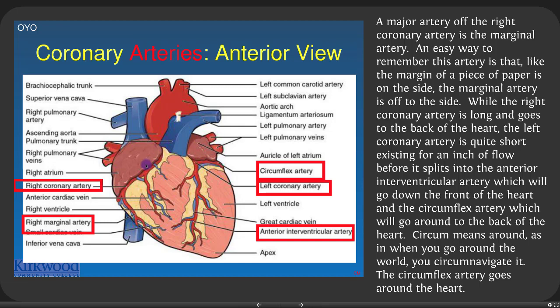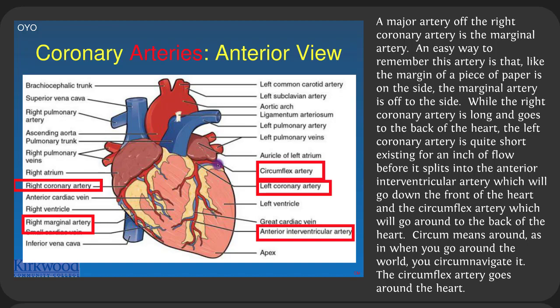Okay, so the right coronary artery splits into the right marginal artery. The left coronary artery comes off the aorta. It's very short, splits into the anterior interventricular, splits into the circumflex, which will go around to the back of the heart.